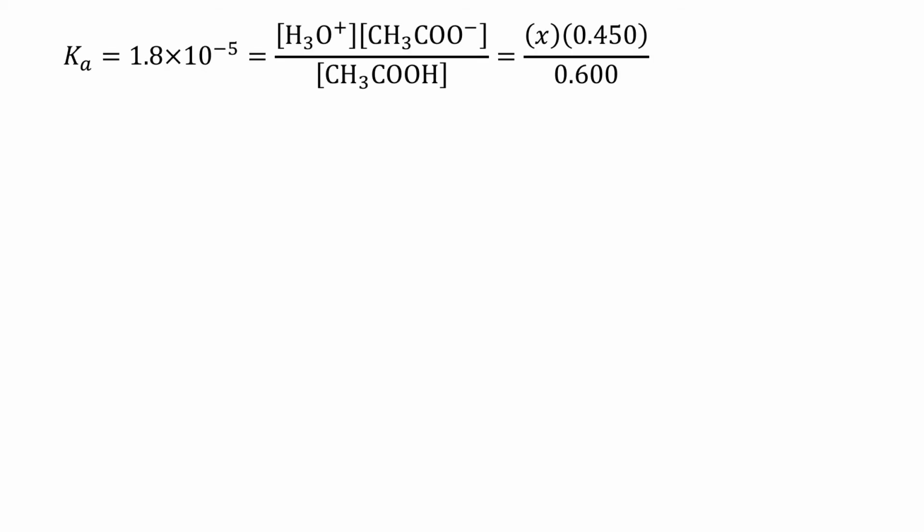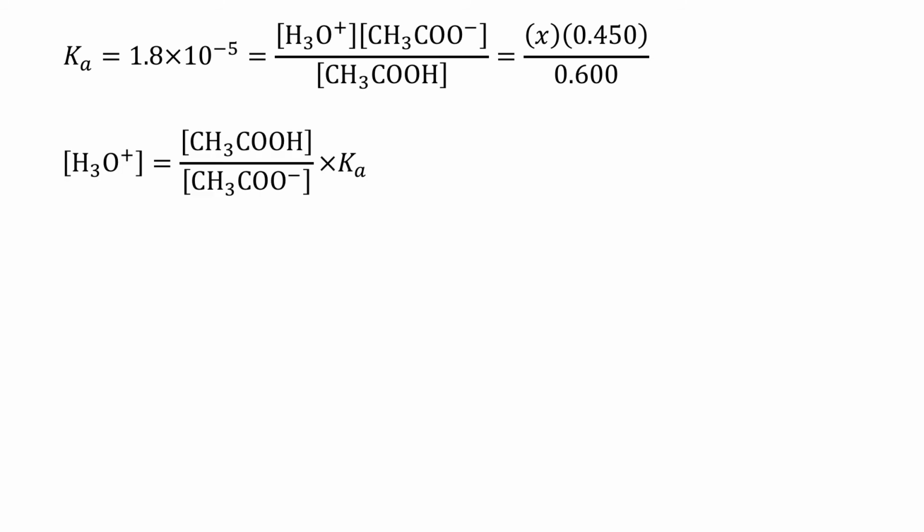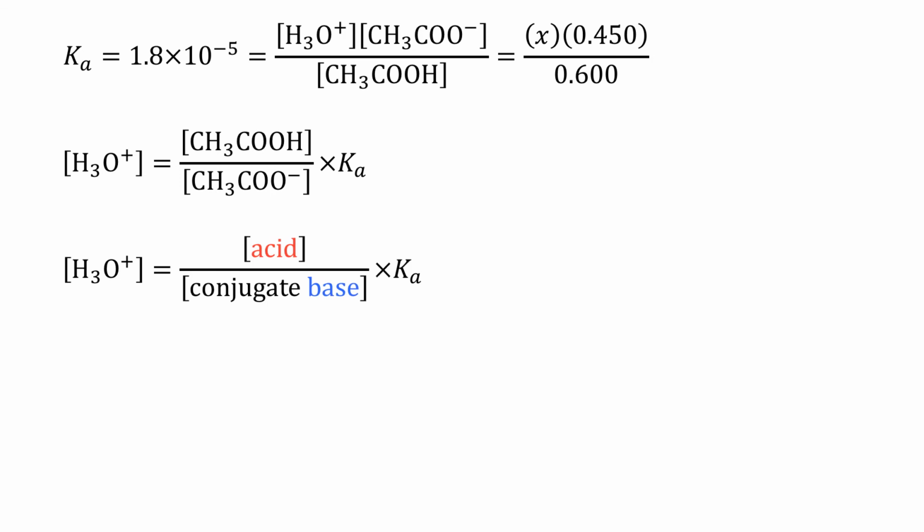Looking a little closer at our previous example, we find that the hydronium concentration is equal to the concentration of acetic acid over the concentration of the conjugate base acetate times Ka. A more general example: the concentration of H3O+ is equal to the concentration of the acid over the concentration of the conjugate base times Ka.